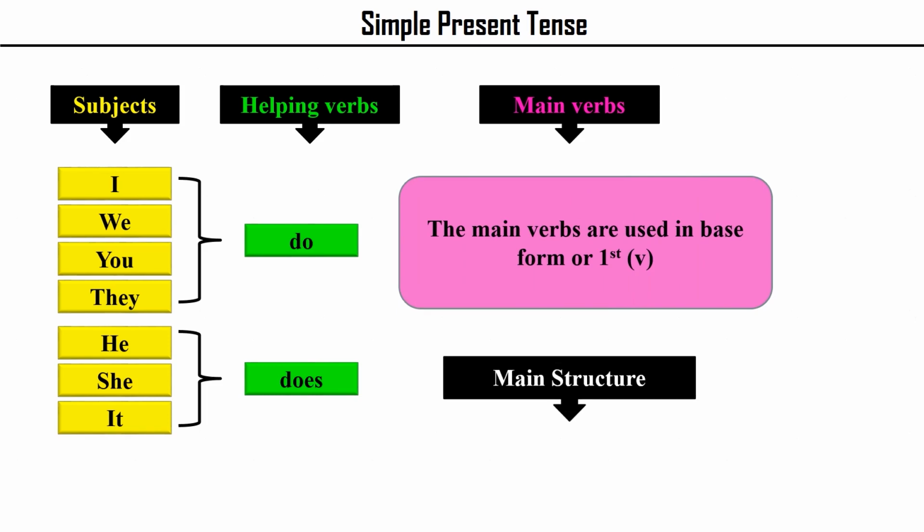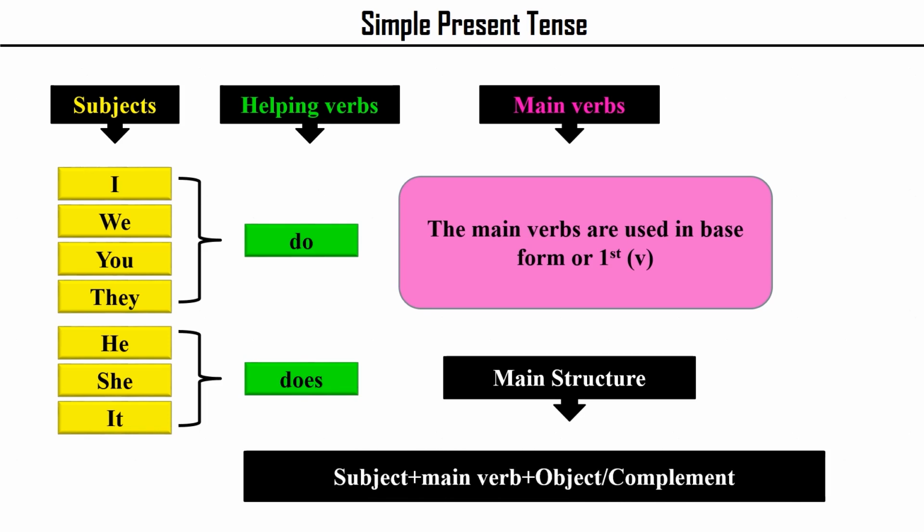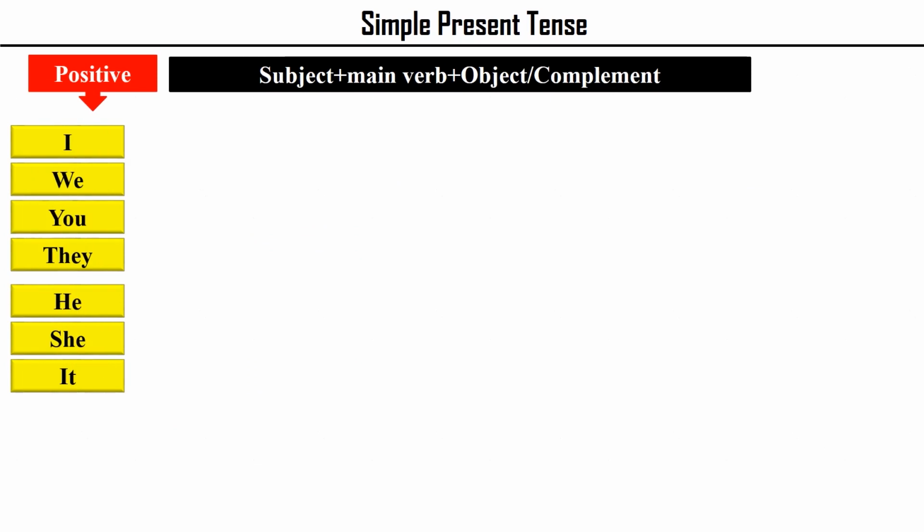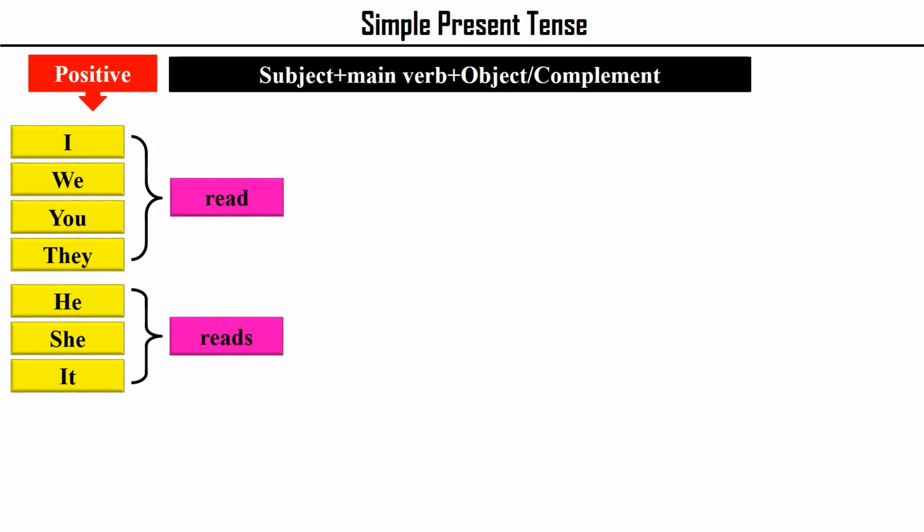The main structure that we use in the simple present tense is subject plus main verb plus object or complement. Okay, let's look at some examples using this structure. Positive. Subjects I, we, you, they, he, she, and it plus main verb read or reads plus object.